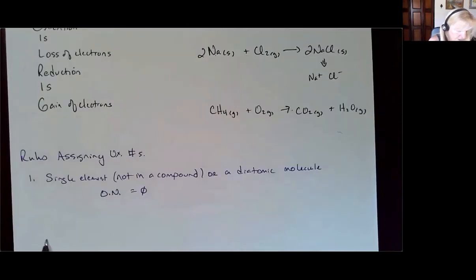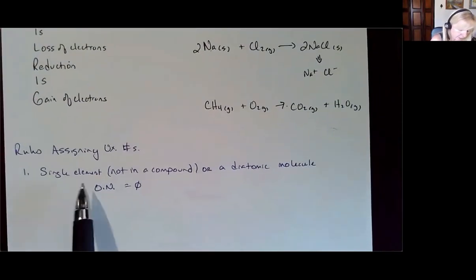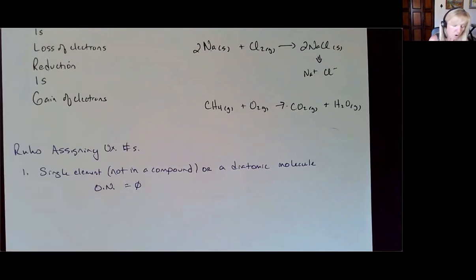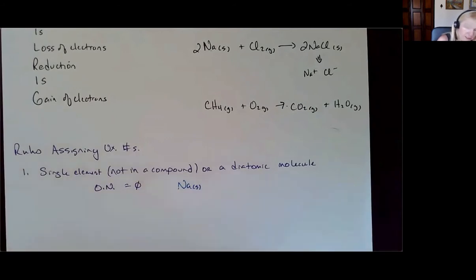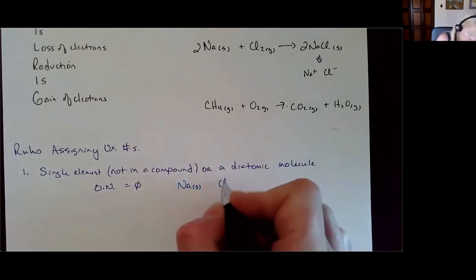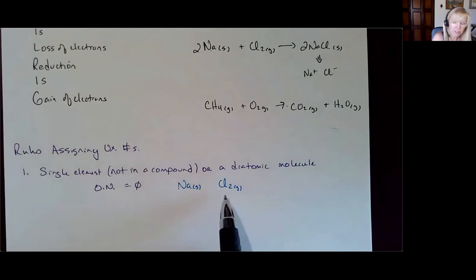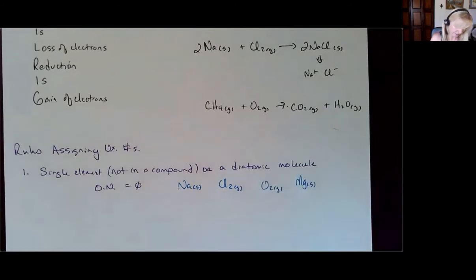My first rule is if I have a single element, an element that is not in a compound, or I have a diatomic molecule, my oxidation number is going to be 0. Some examples of this might be sodium solid, that's just a single element, or chlorine gas, my diatomic. Both of these are going to have an oxidation number of 0. Things that are just a single element or diatomic, occurring in their natural state, are going to have an oxidation number of 0. Oxidation numbers are a way to track electron density change. So it's kind of a bookkeeping method.